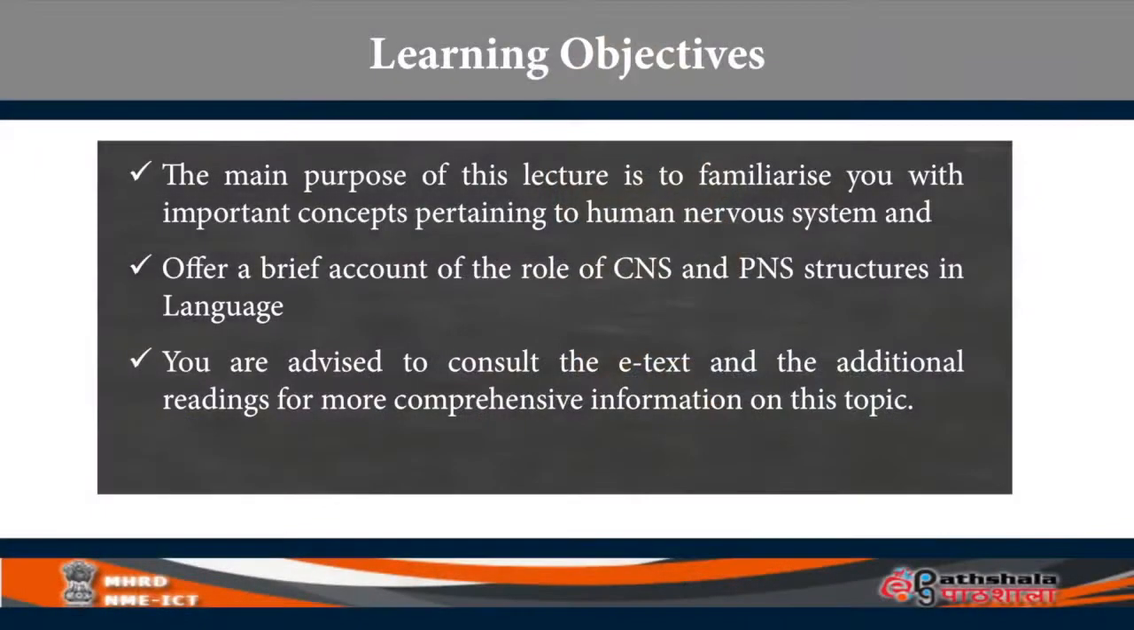This relates to course 10 of Psychoneurolinguistics. Today's lecture is in the neurolinguistics part of this course, module 17 on nervous system. The objective of today's lecture is to familiarize you with important concepts pertaining to human nervous system. I will offer a brief account of the role of central nervous system and peripheral nervous system structures.